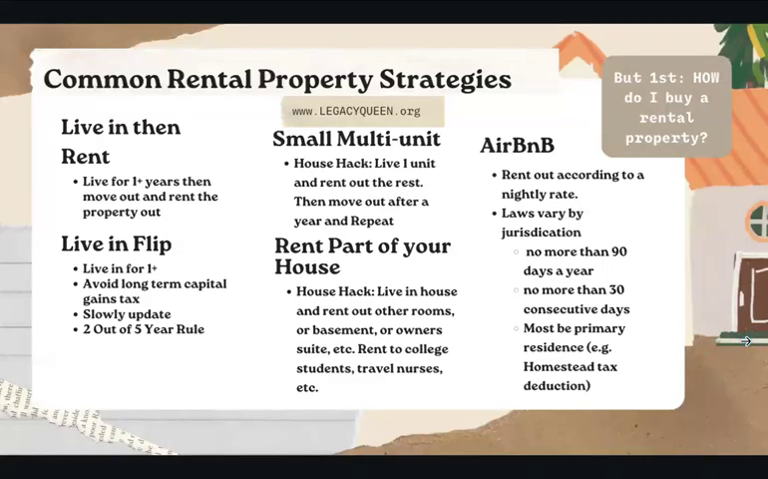So here are some common rental property strategies. One of the options is to live in a property, then rent it out. You buy a property, live in it for 1 or more years, then move out of that property and rent it out. That is the easiest way to get started with investing, because most people can only really think about how they can afford their first property. So go ahead, get your first property, but get it with the idea that you're going to move out of that property and rent it out eventually.